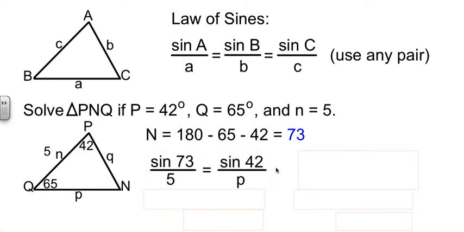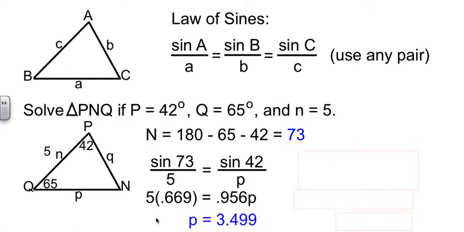I'm going to try to find P first. So sine of 73 over its side, which is 5, equals sine of 42 over its side, which is P. I'm going to cross multiply, and while I'm at it, I'm going to punch in sine of 73 and sine of 42. Then I'm going to go 5 times this decimal and divide by the odd one over here that needs to go away. And we'll find out that P is basically 3.5.